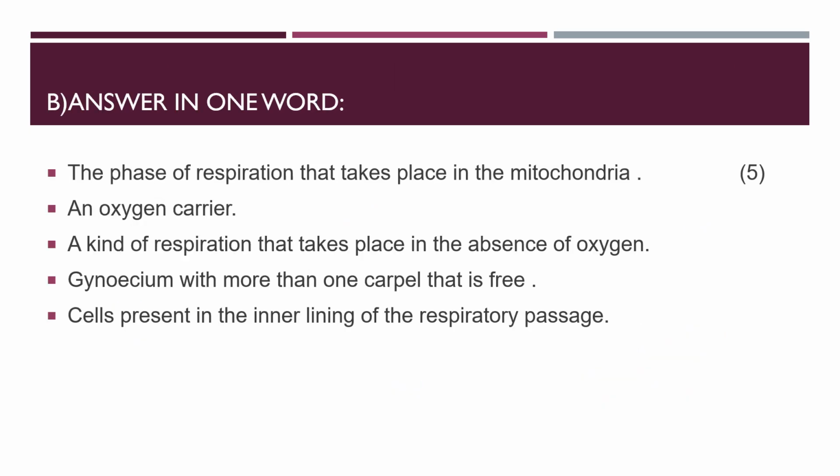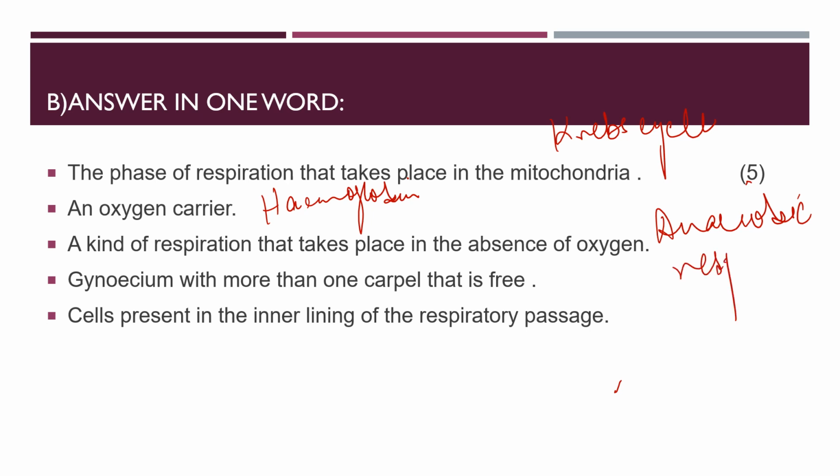Now here, answer in one word. The phase of respiration that takes place in mitochondria. What is the phase of respiration that is taking place in mitochondria? That is the Krebs cycle. It is the Krebs cycle. Now the next one, the oxygen carrier. It is hemoglobin. Now the kind of respiration that takes place in absence of oxygen is anaerobic respiration.